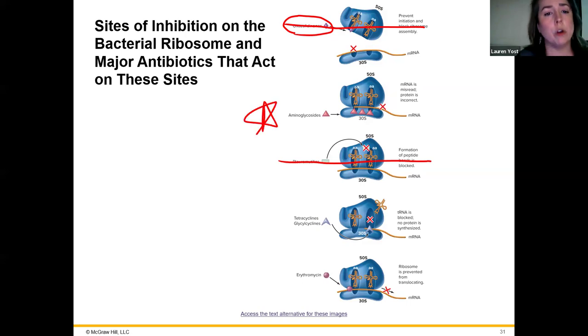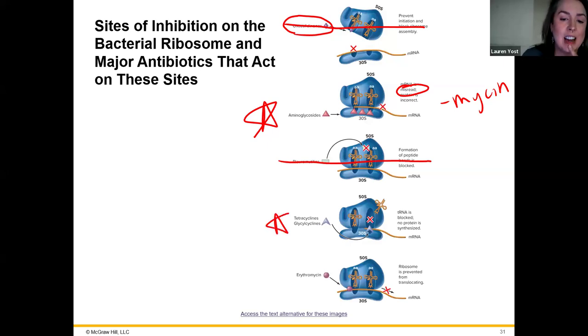So ones you do want to know about are the protein synthesis inhibitors, the aminoglycosides in general. Like I said, most of the mycins are going to be under here, like streptomycin. These guys are going to cause misreading of mRNA. Cool. That's how they work. Tetracycline and glycylcyclines. That took me a long time to be able to say that one, by the way. These guys are going to block tRNA. So remember, those are going to bring in our ribosomes, matching up those codons and anticodons. Amino acids will get matched up as a result. So then we have erythromycin, and this is going to prevent the ribosome from moving down the mRNA. That's called translocation, so it prevents that.